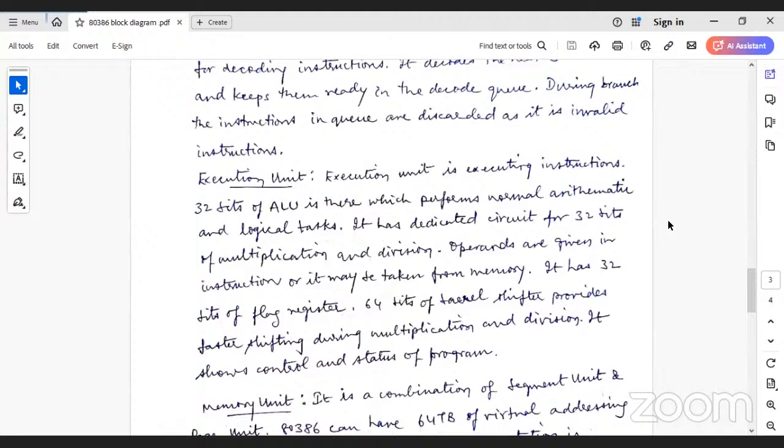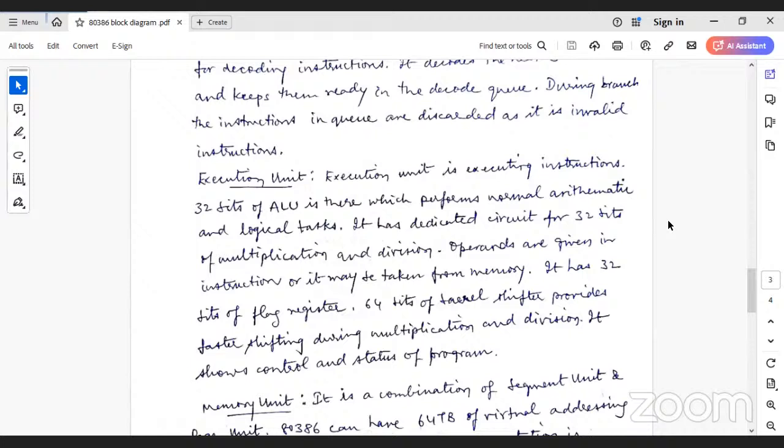Every time 1001 will be multiplied with the least significant bit and you will write it in one place. Next, it has to shift to the second position. Next, you have to shift to the third position. Next, you have to shift to the fourth position. After shifting, you have to add all those bits one by one and then come to a final result. So the execution unit is naturally executing the instructions. A 32-bit ALU is there, which performs your normal arithmetic and logical tasks, and it has a dedicated circuit for 32-bit multiplication and division.